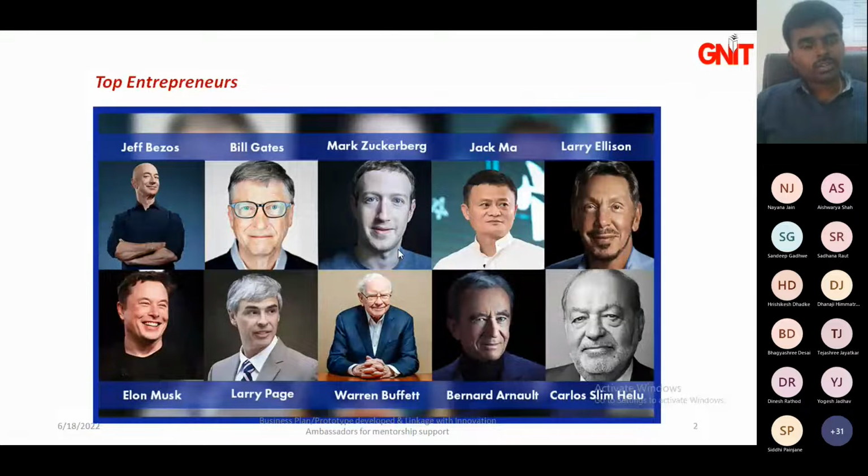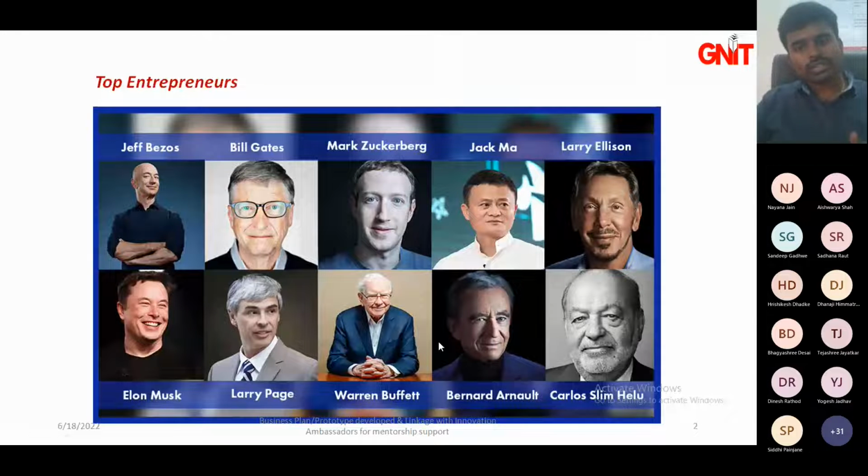Okay, so these are some of the top entrepreneurs. We know Jeff Bezos from Amazon, Bill Gates from Microsoft, Mark Zuckerberg from Facebook. This third person is very young, and he became a billionaire. And Jack Ma from Alibaba, Larry Ellison from Oracle, Elon Musk from Tesla, and these are some of the investors in the share markets. So they are making it as top entrepreneurs.